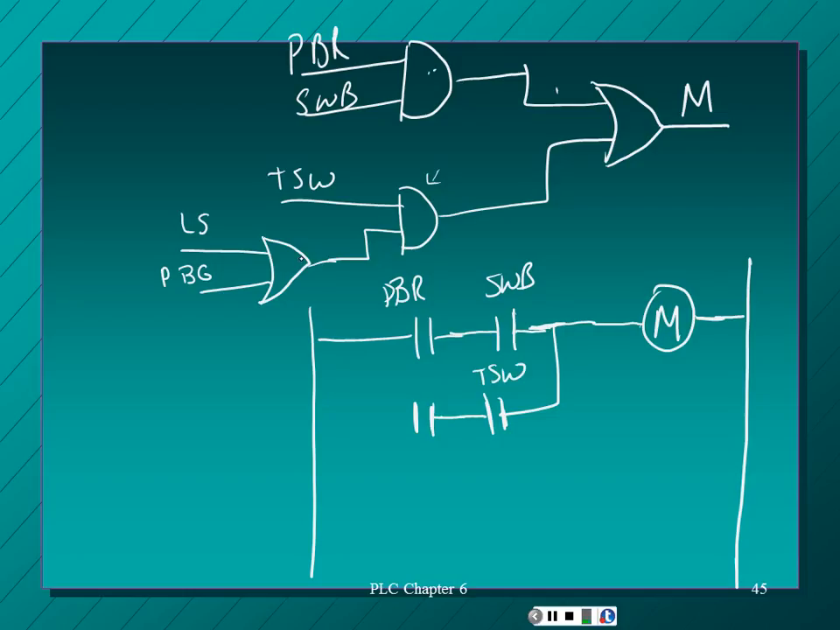Oops. This one goes to an OR gate. What do I do with an OR gate? Parallel. 2 legs off that parallel, right? Off that gate. This is LS and this is PBG. You see how we did that? Is it easier going from the end?